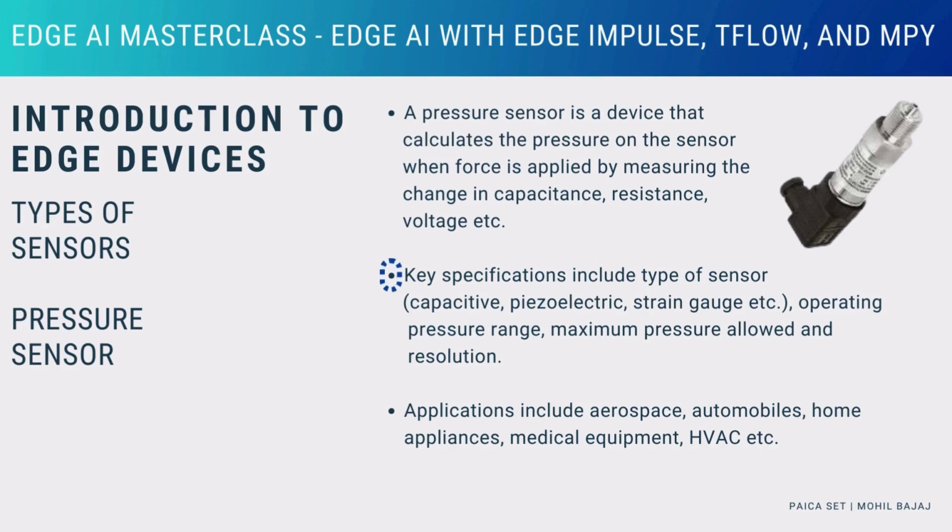When choosing a pressure sensor, key specifications include the type of sensor, whether capacitive, inductive, piezoelectric, or strain gauge or others, its pressure range, the maximum pressure tolerated, the resolution, and the accuracy. These specifications determine the sensor's suitability for different environments and tasks. So, where can we use these sensors? Pressure sensors are extremely versatile and have applications across multiple domains.